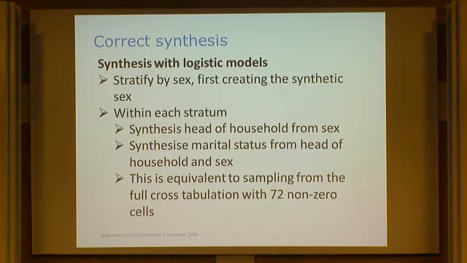So the way we do it in synthpop is to stratify by sex, first creating the synthetic sex variable, and then within each stratum we synthesize the head of the household from the sex, and then the marital status from the head of household. I shouldn't say and sex, that shouldn't be there. From the head of household, so you've got a 2-way relationship within that. And it's equivalent to sampling from the full cross-tabulation with 72 non-zero cells. So that's really synthesizing from the correct model.